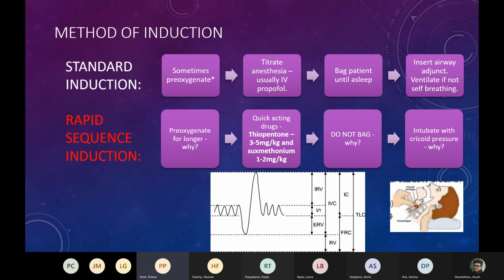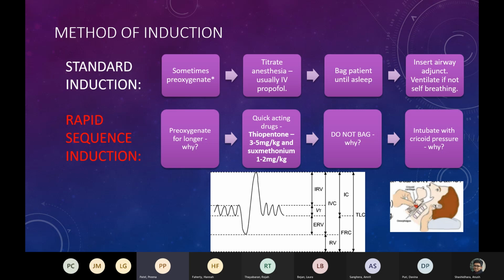Okay, so what they do is they sometimes put them asleep. Good, yeah. Thanks for answering that. So sometimes they pre-oxygenate the patient, and we'll come back to the idea of pre-oxygenating. And then they put them to sleep. So they titrate the anaesthetics.